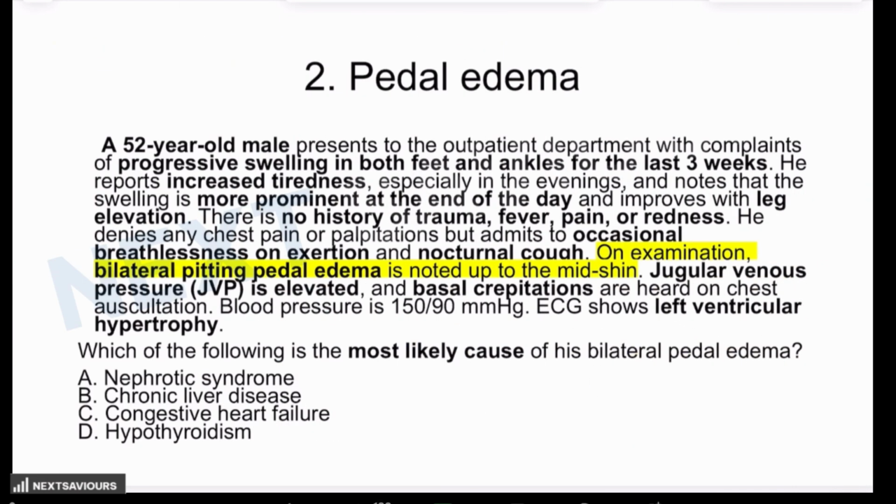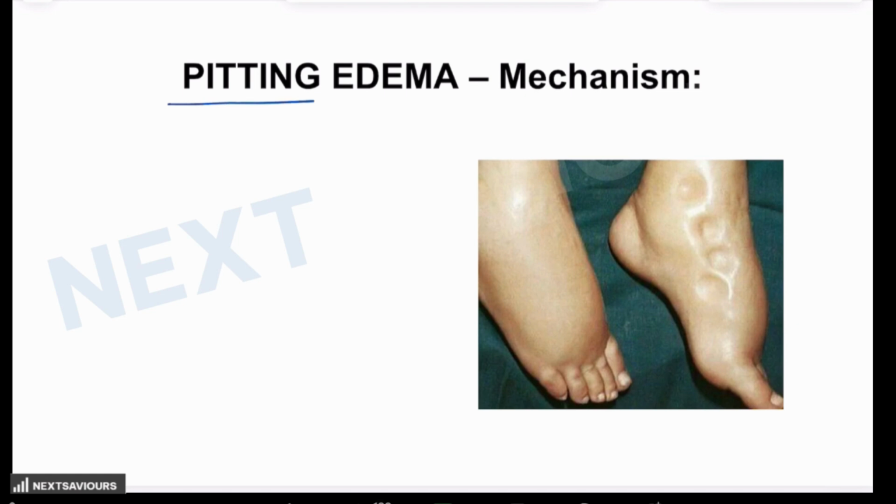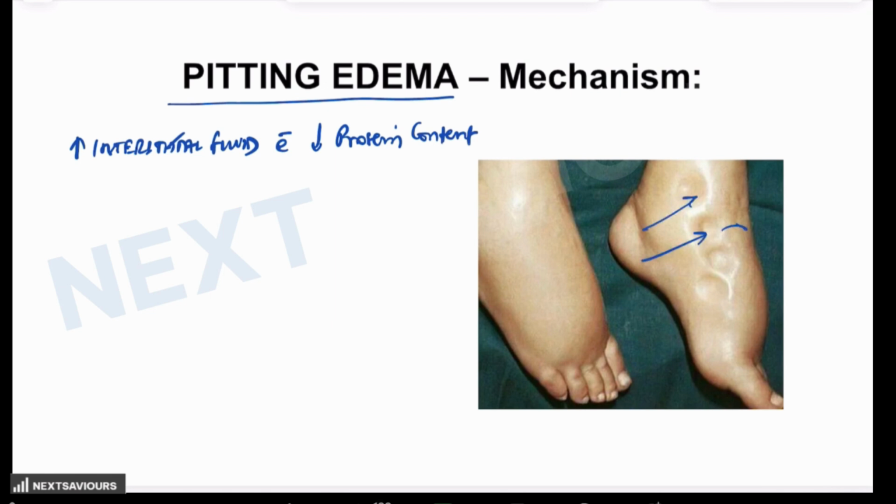Now, after deciding the laterality, the second thing which is extremely important and is kept in the question or in the options is the type of the edema, whether it is a pitting edema or a non-pitting edema. You see, a pitting edema is because of increased interstitial fluid with decreased or low protein content. As a result, what happens? This kind of edema, when pressure is applied, can be very easily displaced. So this results in displacement of the edema by the application of pressure.